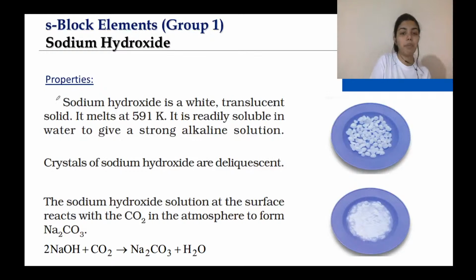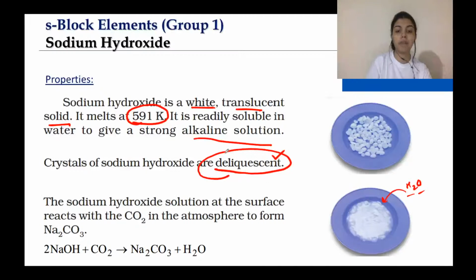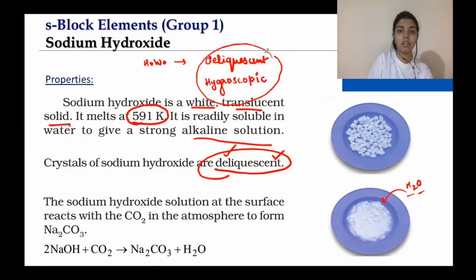Now next, the properties of sodium hydroxide. Sodium hydroxide is a white translucent solid. Here you can see the image of sodium hydroxide. Now its melting point is 591 Kelvin. Such compounds are known as deliquescent compounds. Now your homework is to find out the difference between deliquescent and hygroscopic compounds. These differences you have to find out.